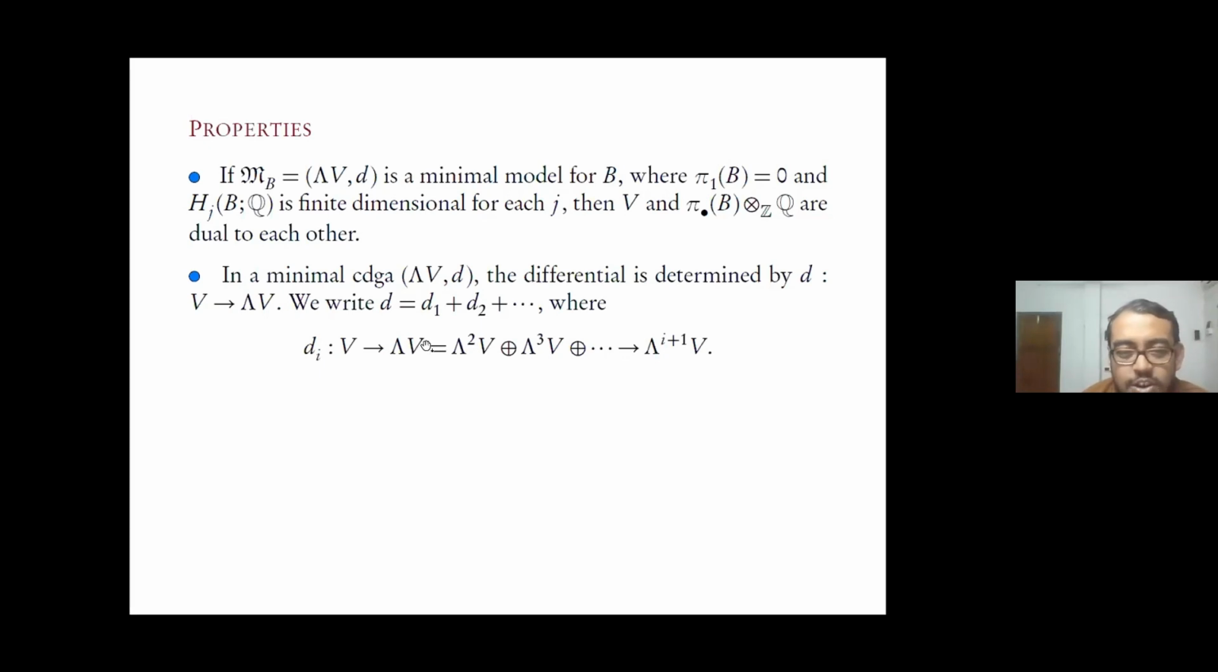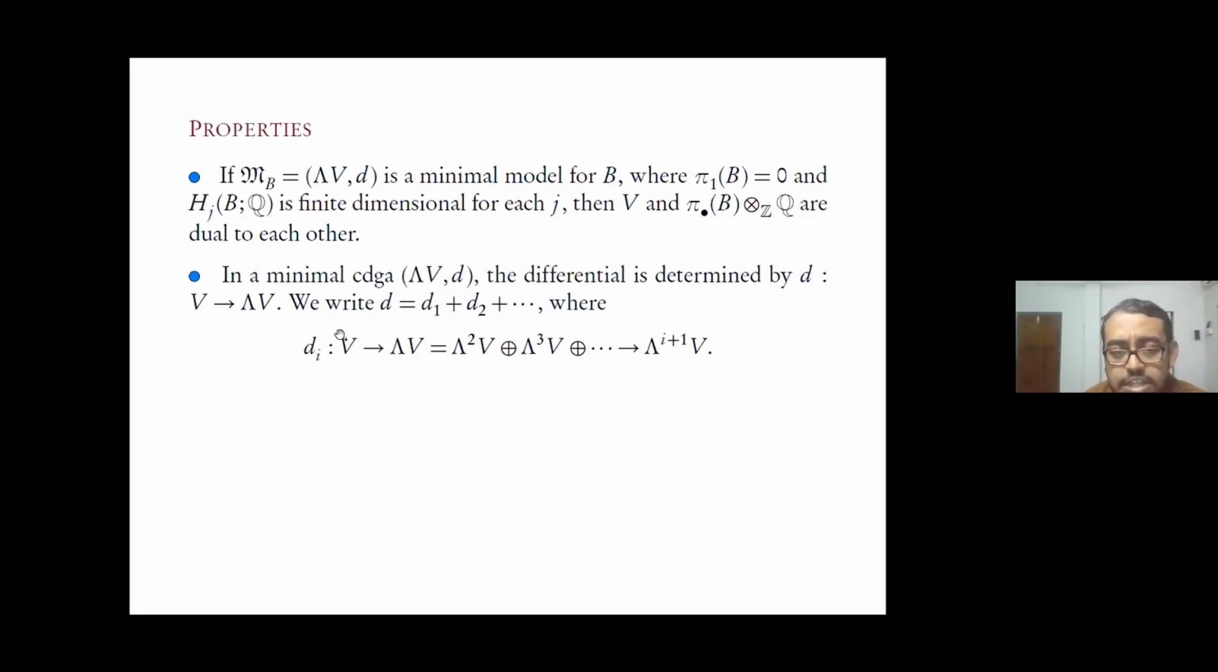The reason why this is not entirely a mistake is that when I look at this map D, what is the key property of this map D? This is a minimal CDGA, which means D always maps to wedge 2 V or higher. It never sees wedge 0 V or wedge 1 of V, right? So when I look at D, D will map to wedge 2 of V, wedge 3 of V and all the higher powers, and it will never see the constant term or the linear term. Hence, I look at D, which maps to this thing, and then I project onto the wedge i plus 1 of V. I can always do this. And this is a map I call Di.